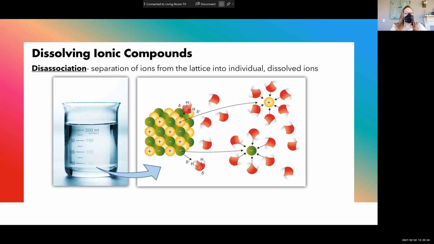So it's called dissociation, and that's the separation of ions from the lattice into the individual dissolved ions. And then hydration is the name of the process of surrounding the dissociated ions with water molecules. So it's probably not hydration the way you think about it, but it kind of makes sense. You can almost put it right to that sports drink question.